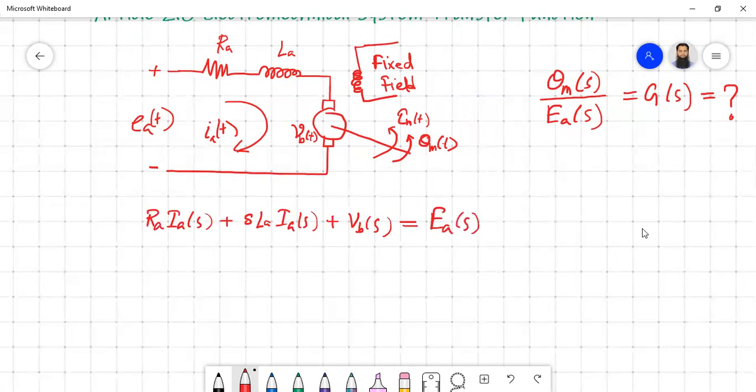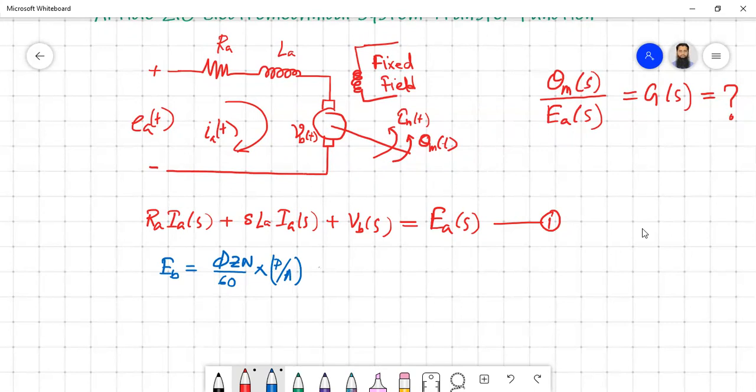For finding the transfer function, on one side you have to have all the input, and on the other side the output. The input is already on the other side, so on this side we have to bring all the terms in terms of the output. How can you do that? The first thing is V_b. From electrical machines, you already know that E_b equals phi Z N by 60 into P by A, the generator action of the motor.